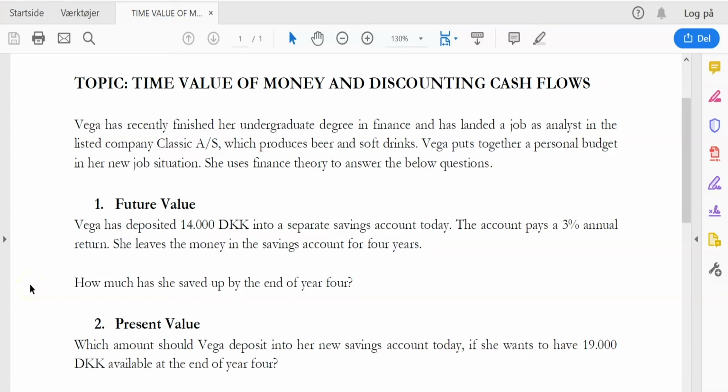Hi everybody and welcome to the topic called Time Value of Money and Discounting Cash Flows. In my opinion, this is the most important topic in corporate finance since it is pretty much used in all other topics.